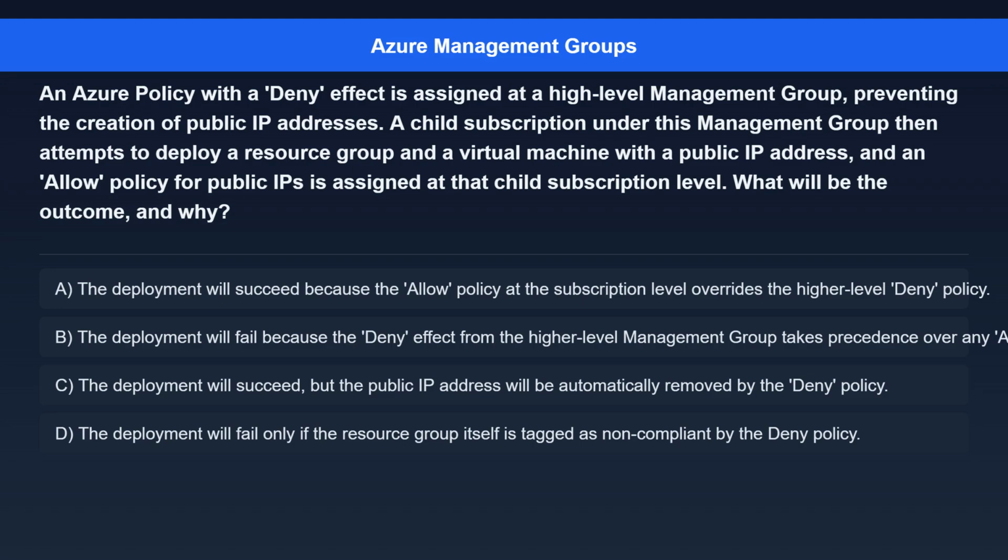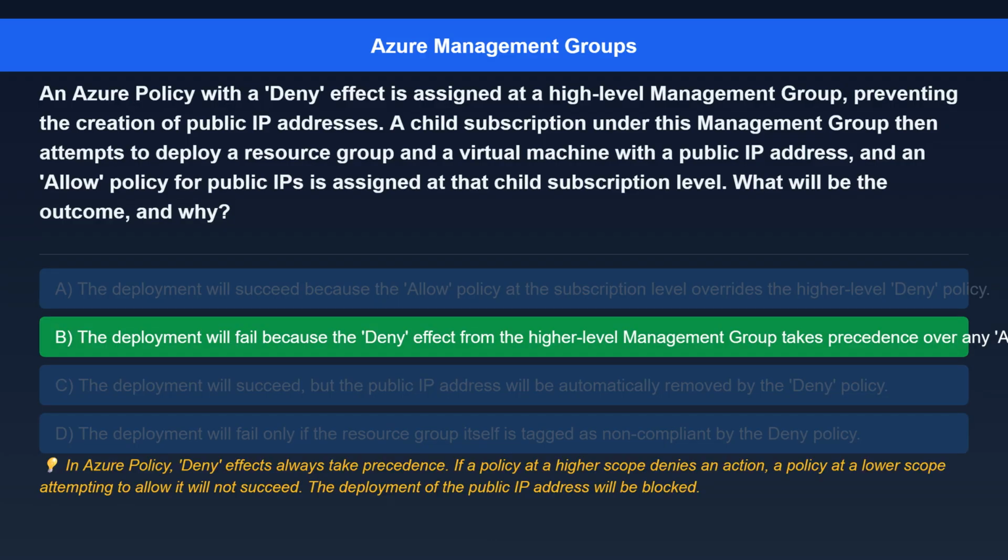Option A. The deployment will succeed because the allow policy at the subscription level overrides the higher level deny policy. Option B. The deployment will fail because the deny effect from the higher level management group takes precedence over any allow policy at a lower level. Option C. The deployment will succeed, but the public IP address will be automatically removed by the deny policy. Option D. The deployment will fail only if the resource group itself is tagged as non-compliant by the deny policy.